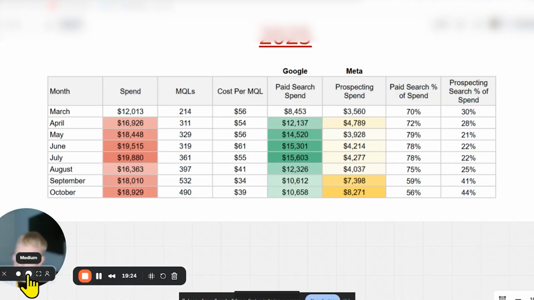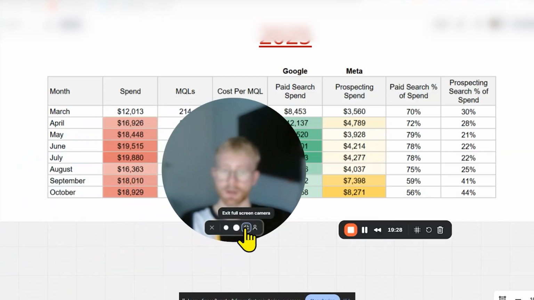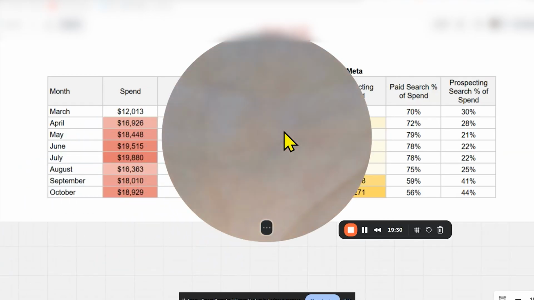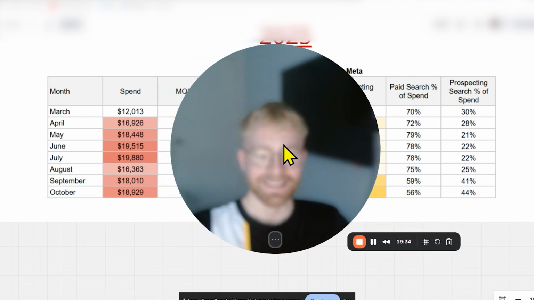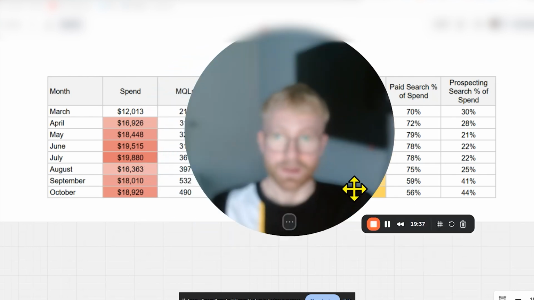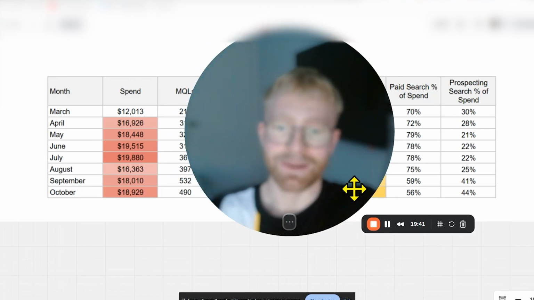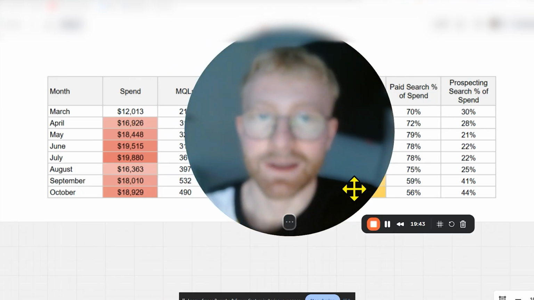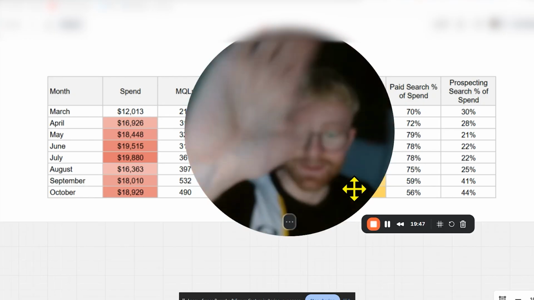So let me make myself bigger. I don't know why I am blurry. Sorry, guys. Go on. Okay. Well, that's really, really annoying. I really don't know why it's blurry. I can't get it back. Okay. Anyway, that doesn't matter.